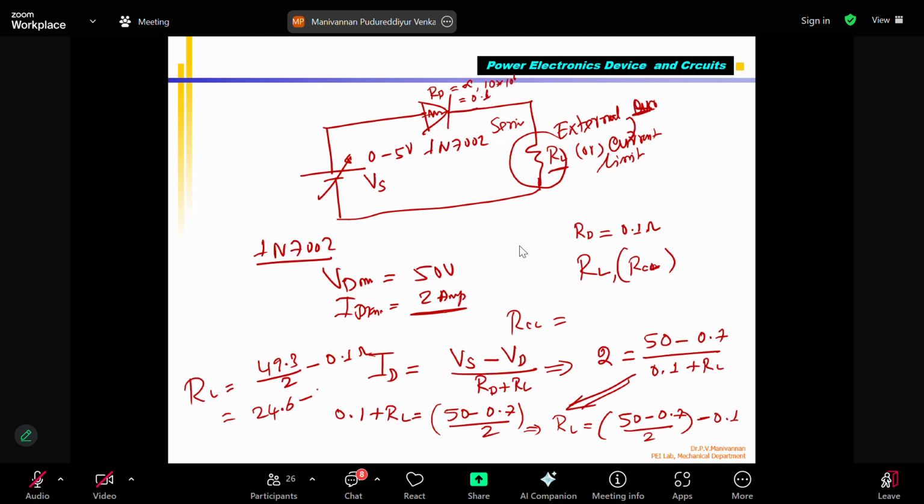We can subtract that minus 0.1. The higher decimal points we remove. So the load resistance RL should be 24.5 ohms. If you connect the load resistance equal to what I calculated, 24.5 ohms, as you vary the voltage from 0 to 50 volts, the maximum current flowing through the diode will be limited to 2 amps. Correct? This is how you have to calculate the load resistance.